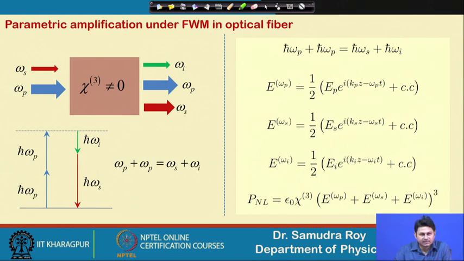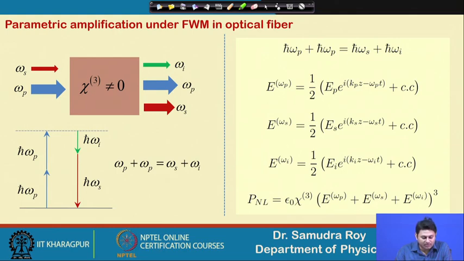Well, next we will go further. We will try to study parametric amplification under 4-wave mixing in optical fibers. So, what do we do in optical fibers? So far we have learned how 4-wave mixing can generate different frequencies. It is not only generating different frequencies, it is also generating some frequencies which can be amplified. So, this can be used as an amplifier.